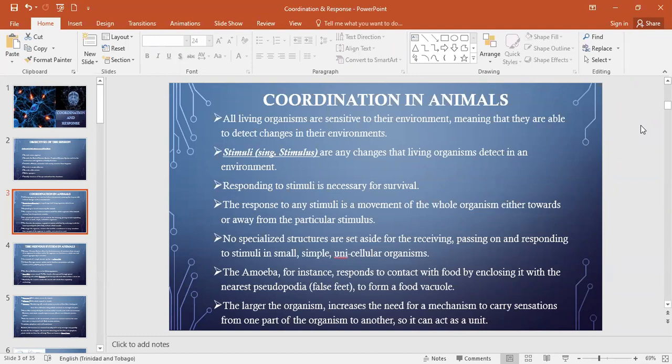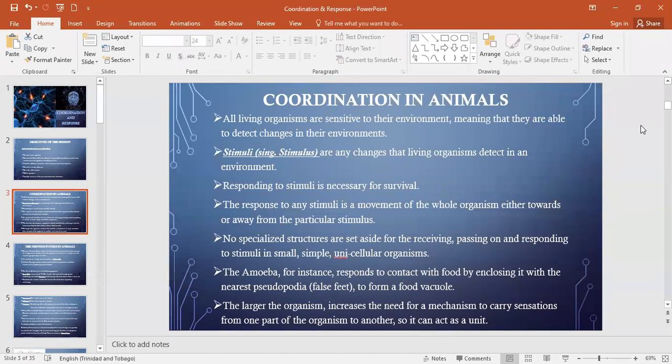Now, any kind of change that happens in the living environment, in our environment, is called a stimulus, the singular. Plural would be stimuli. So whatever changes occur, it could be changes in temperature or whatever it might be, we need to be able to respond appropriately to that. Even danger.